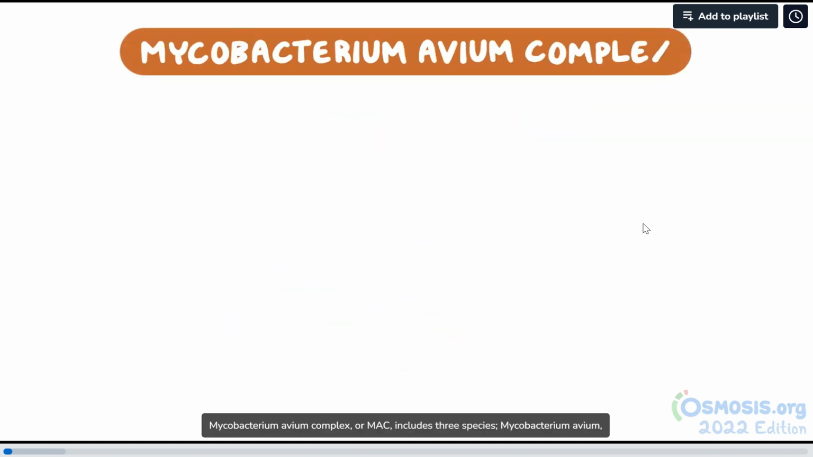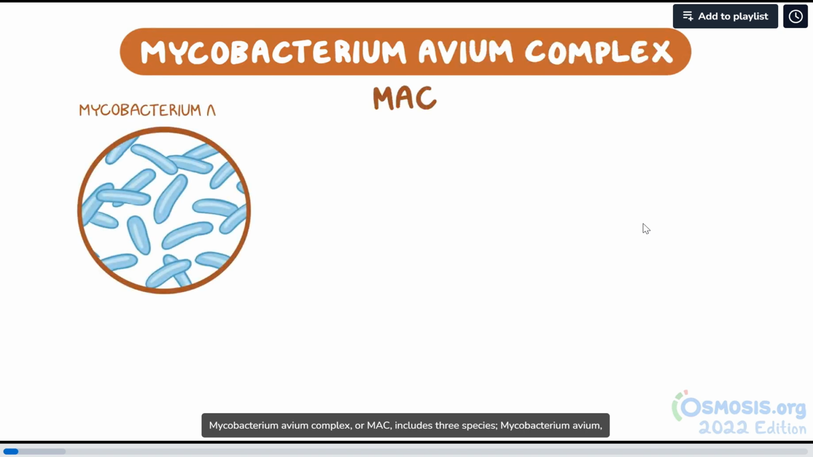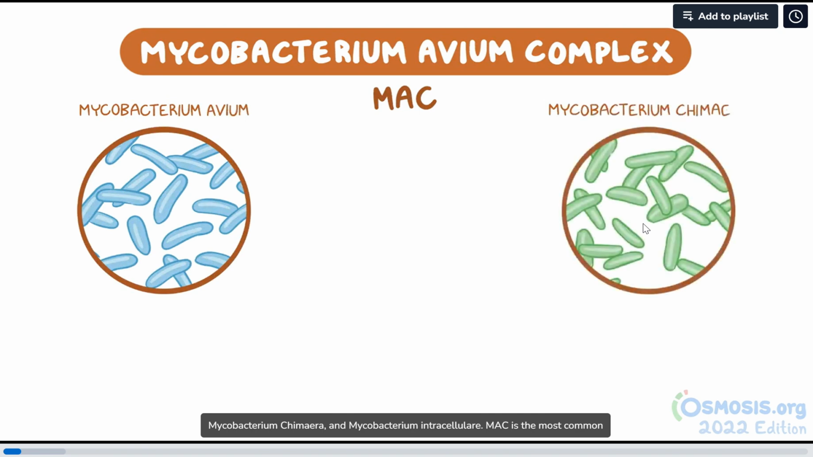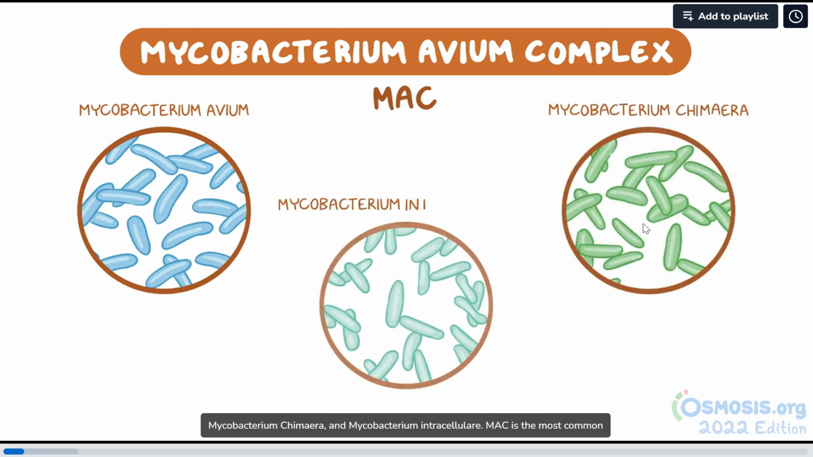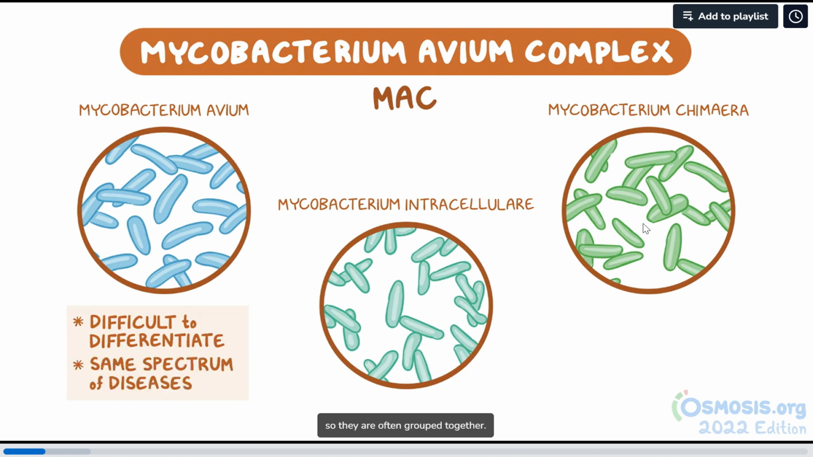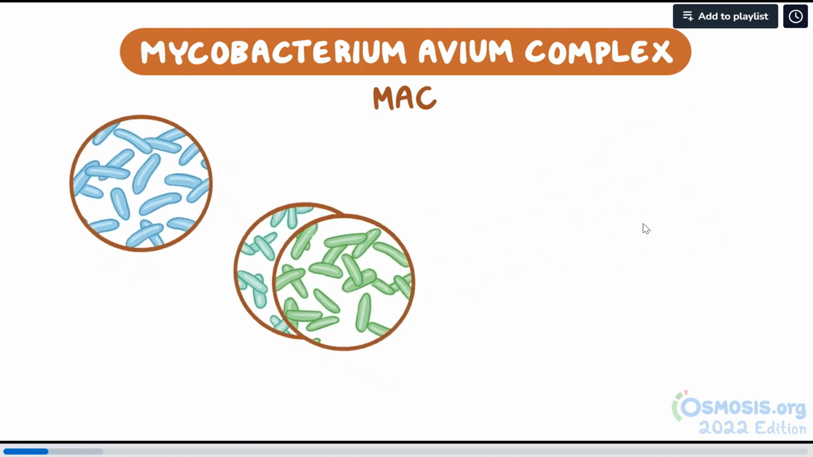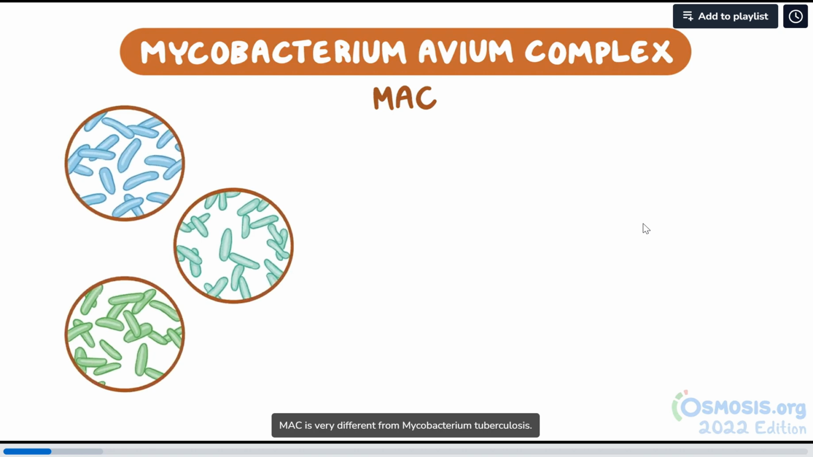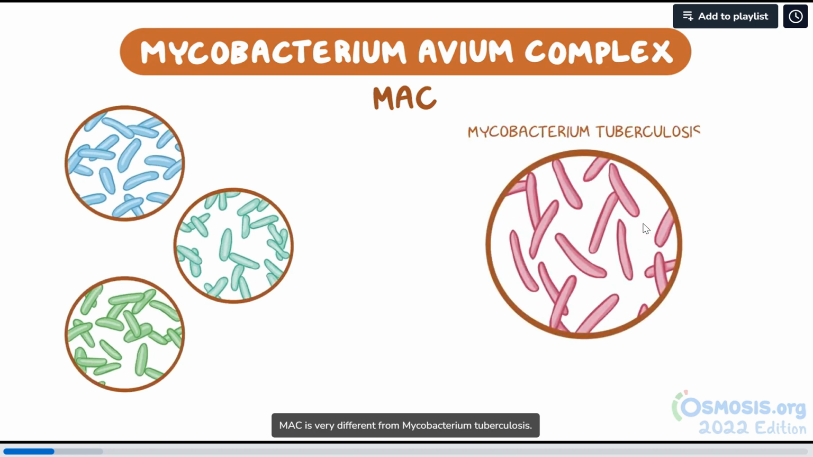Mycobacterium avium complex, or MAC, includes three species: Mycobacterium avium, Mycobacterium chimera, and Mycobacterium intracellulare. MAC is the most common non-tuberculous mycobacteria, or NTM. The three different species of MAC are difficult to differentiate and cause the same spectrum of diseases, so they're often grouped together. MAC is very different from Mycobacterium tuberculosis.